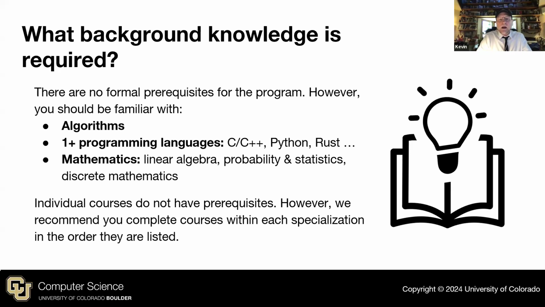Now, you can take the courses in any order, since there aren't individual requirements for each course. However, we recommend that you complete the 3 courses within each specialization in the order that they are listed, and also check out that MSCS CU Boulder webpage that will give you an overview of the general background that you will need to be successful in the course.